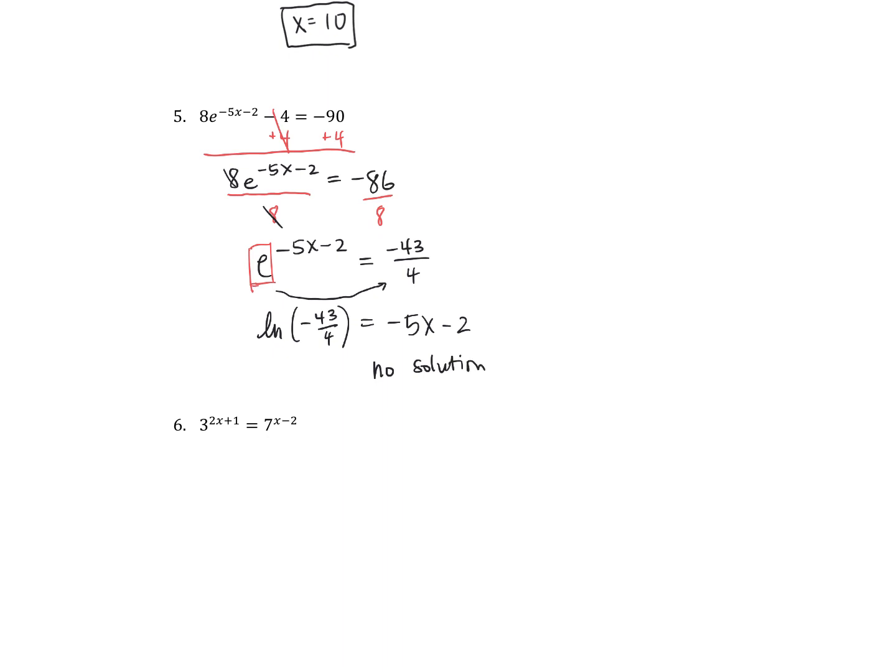And if you didn't see it at this point, that's okay, because let me go over here to the right and show you what would happen. You would have the natural log of negative 43 over 4 is equal to negative 5x minus 2. So you would add 2 to both sides.